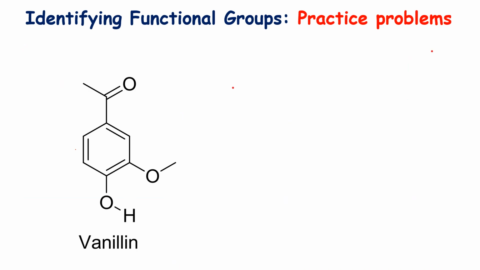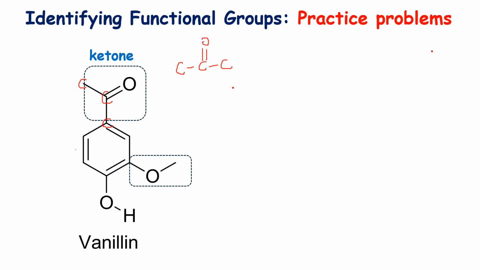Now let's start with some of the problems. The first molecule is vanillin. In vanillin, there is a carbonyl group, and the carbonyl group is attached to carbon on both sides. So if I look at the linkage, it is carbon, single bond, carbonyl and then carbon. This linkage is a ketone functional group.